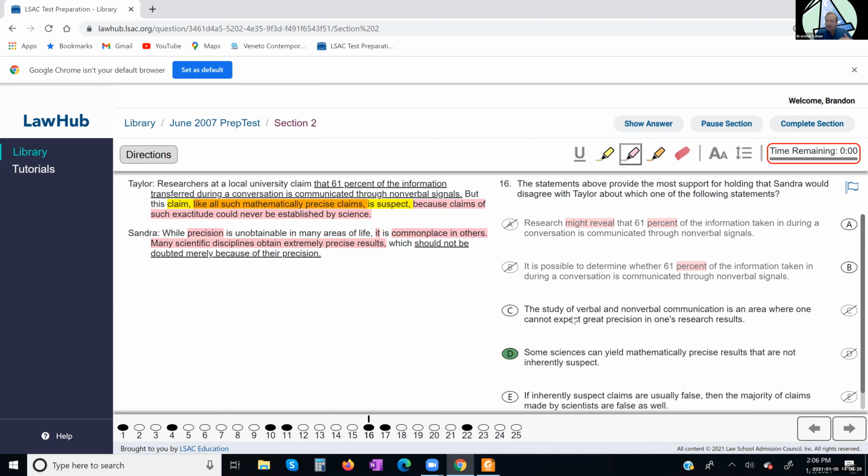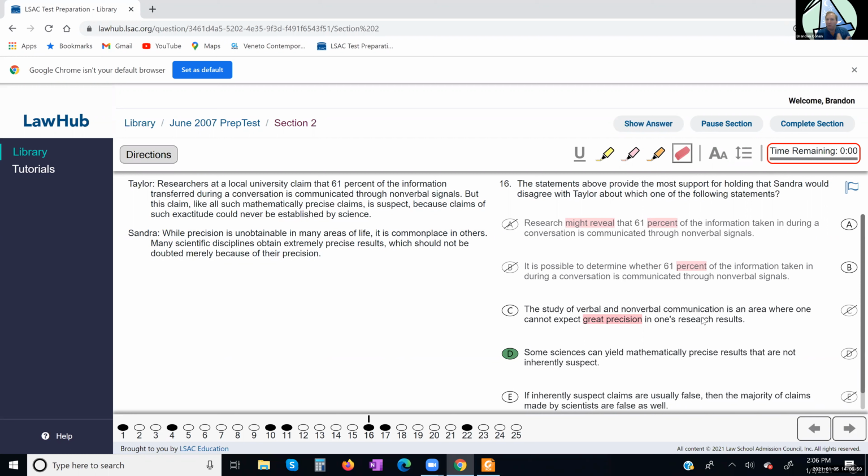Now, C, the study of verbal and nonverbal communication is an area where one can expect great precision. Whether this is an area of great precision, I don't think either of them comment on. This is one of those times where I talk about a lot in my explanations. A lot of times, like in reading, I'll say, hey, if you think you have an answer, some sort of evidence in this stimulus somewhere here to back that up, send me an explanation in email, or put a comment on my YouTube video, and I'm happy to try and explain why it's not there. But we just don't have that information.